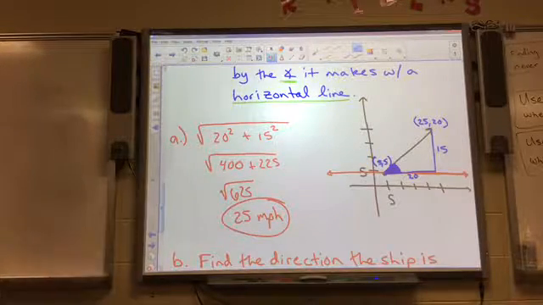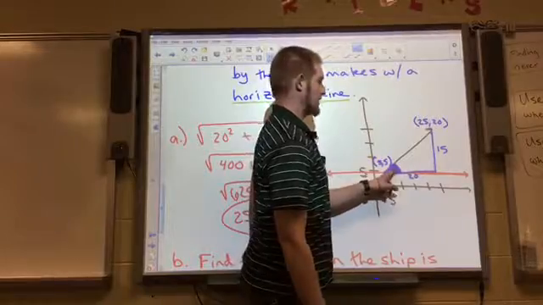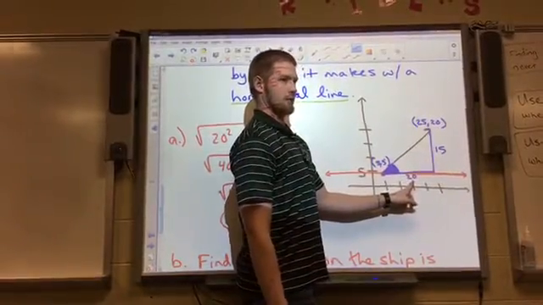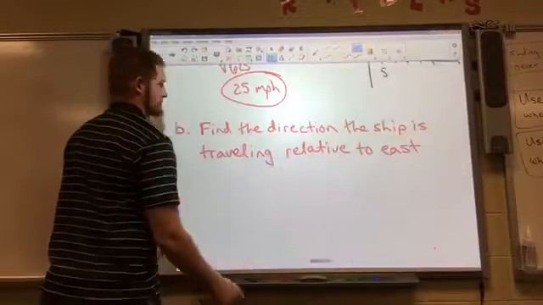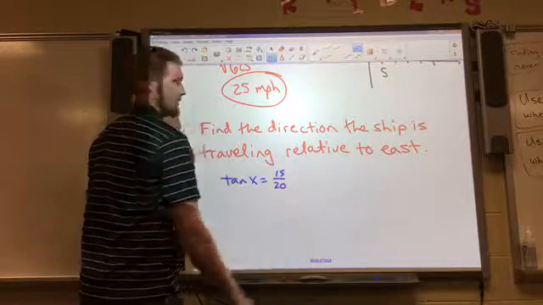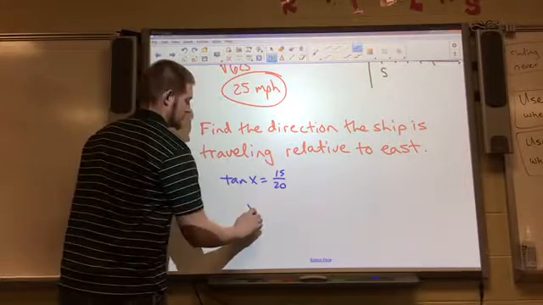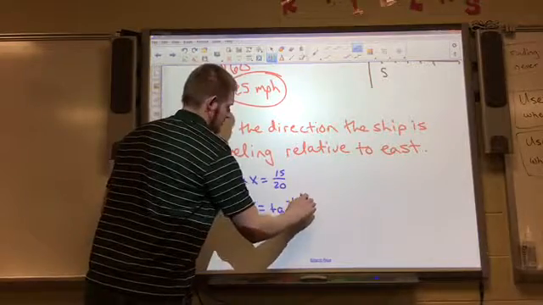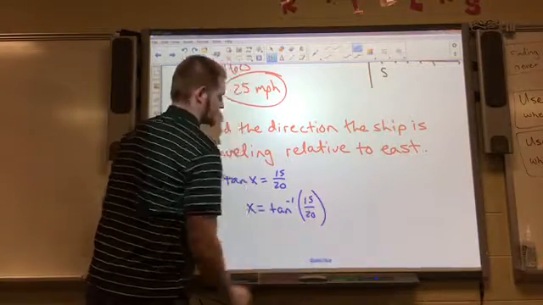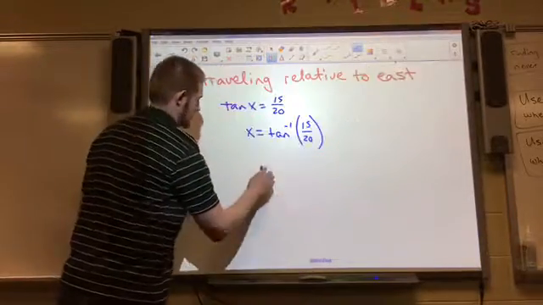Which trig function, Royal, can I use to find that angle? Tangent. Because from this angle, I know the opposite and I know the adjacent, correct? So I do tangent of x equals 15 over 20. But, Seth, since I am finding an angle measure, I must use the inverse. So x actually equals the inverse tangent of 15 over 20. And then what do I get for an angle? Somebody who's doing that on their calculator. 36.9.